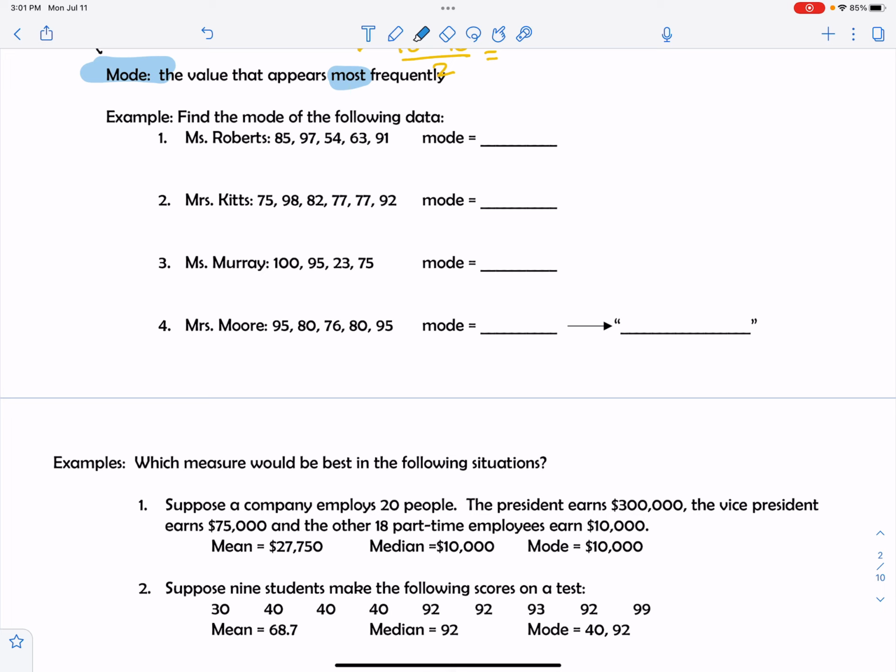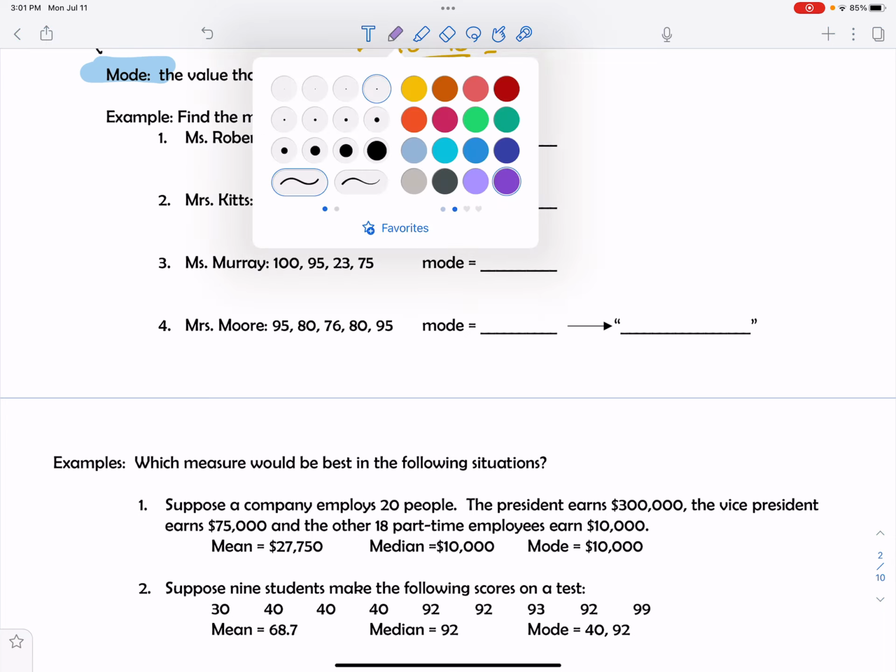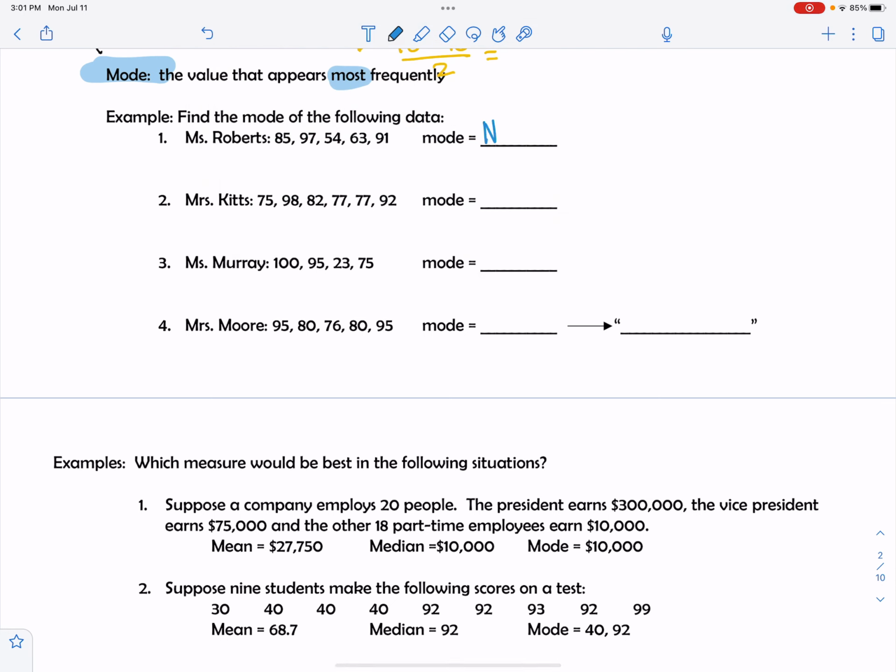And so in this case, Miss Roberts, 85, 97, 54, 63, 91. Miss Roberts has no mode because there is not a number that is repeated. They all have a frequency of 1. Now, make a note, this is no mode. This is not a mode of 0. A mode of 0 means that you have 0 being repeated multiple times. So do not get those confused by writing 0. You have to write out no mode or none or something along those lines.